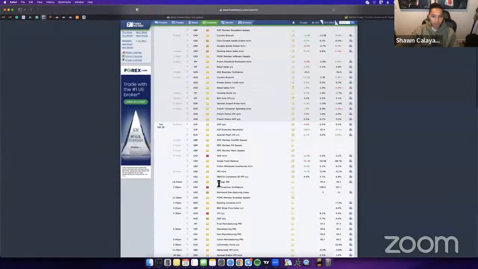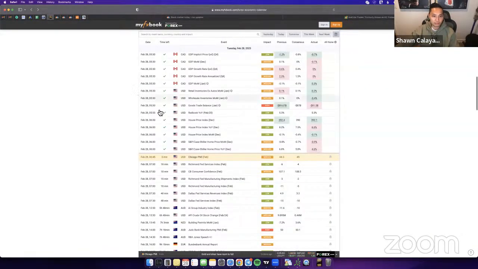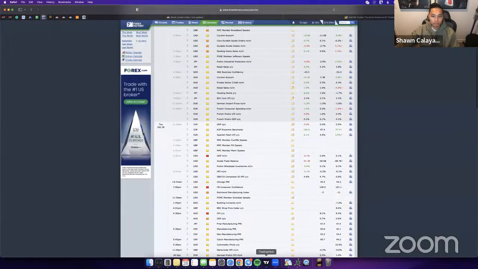News event's going to be Chicago PMI, so this is going to be pretty decent high impact. I know it's yellow, but it's inflation news, so I'm expecting it to push price one direction or the other. I don't know why it's yellow, because it's orange over here on my FX, but it should be at least orange. But we'll see.